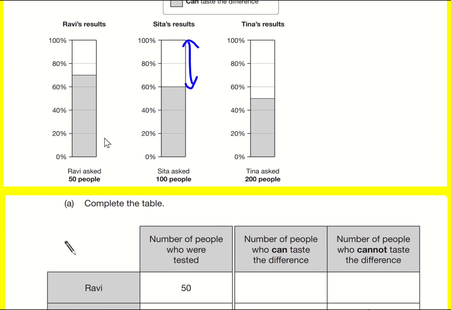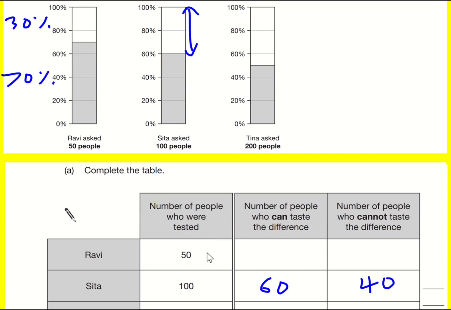So Ravi, we've got the 70% can. I'm going to write that by it, 70%, and then it's going to be 30% cannot. But Ravi asked 50 people, so what we have to do actually is halve the percentages. It's going to be 15 people, and it's going to be half of 70 is 35. You can just divide by 2. Because I did it with 100 and it was the same, so hopefully it makes sense. If it's 50, that's half of 100. I'm going to basically halve my percentages.